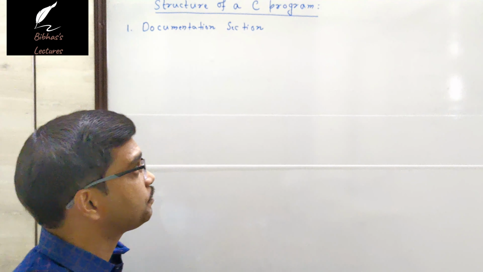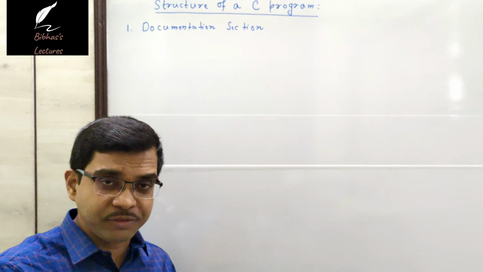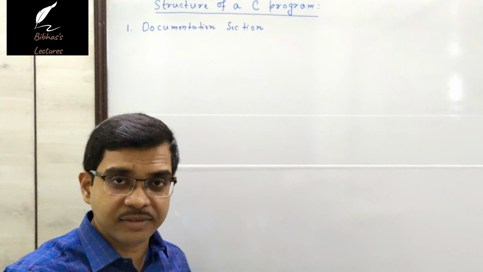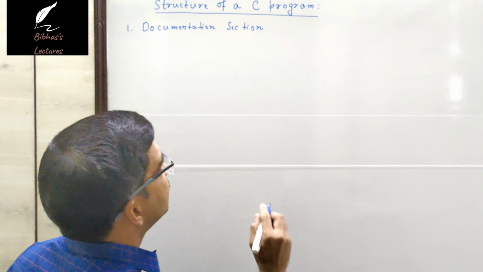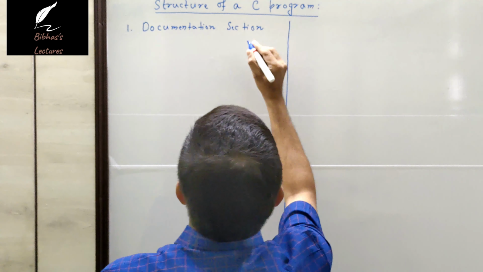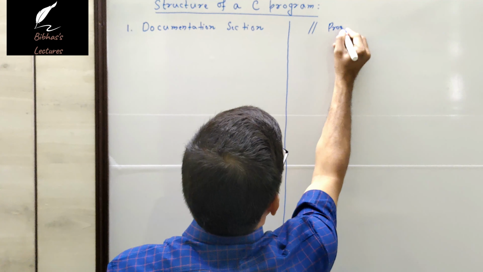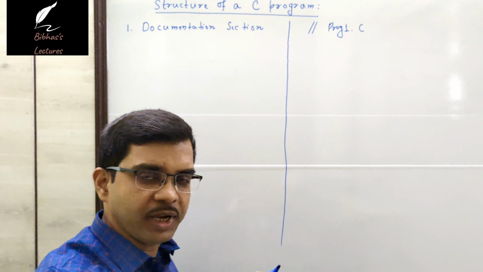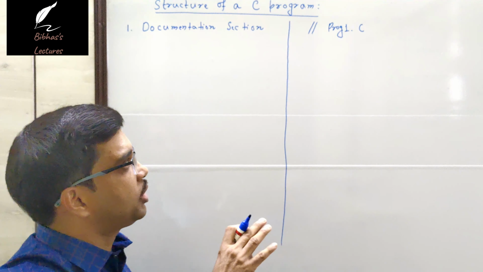Now how can you do this? In C language, the documentation section takes place with the help of comment lines. There are two types of comments: one is a single line comment and another one is a multiple line comment. Now suppose we want to write the program. In the documentation section, suppose I am writing program 1.c. Suppose this is the name of the file with which I am saving the program. So this is the name of the program, 1.c.